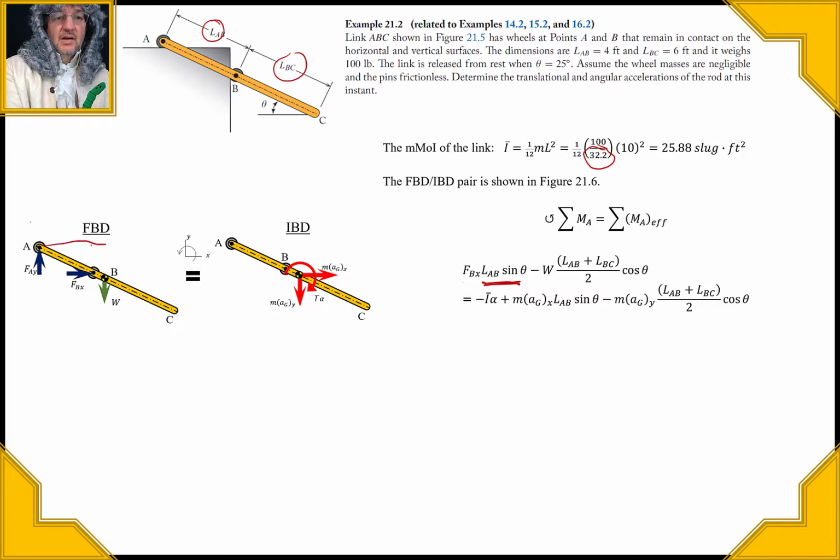Yes, that's true. Right here. Wait, I drew it wrong. Right there. That's the length. Yes, the length right there. Because we're taking B right here, and we want the perpendicular distance, right? That's going to go past through A.